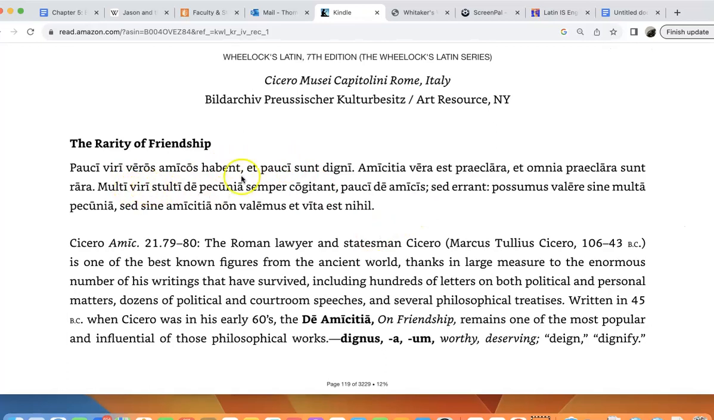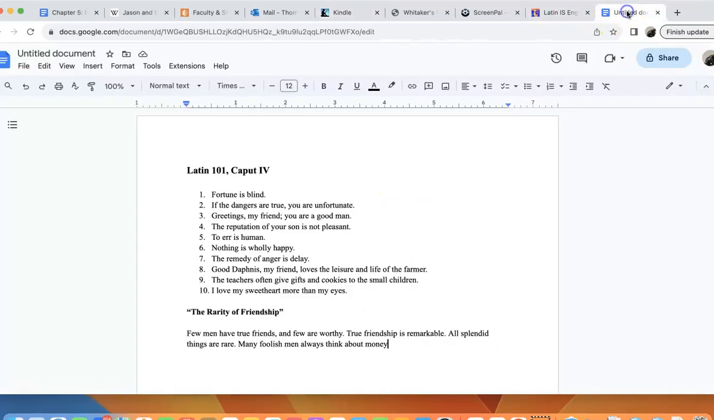So many foolish people always think about money. So sempre means always. And then about money. Few about friends. So few about.